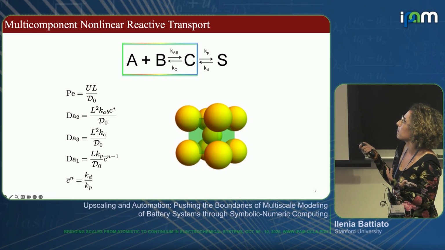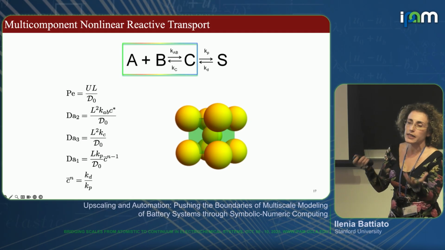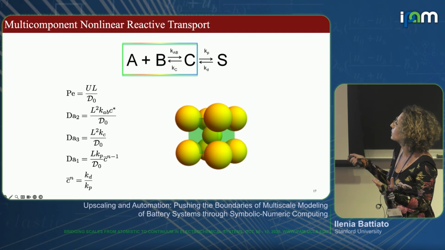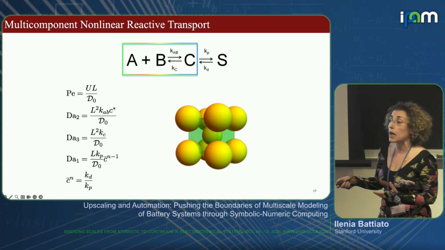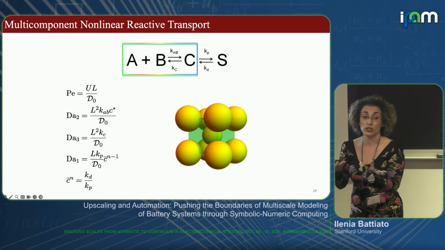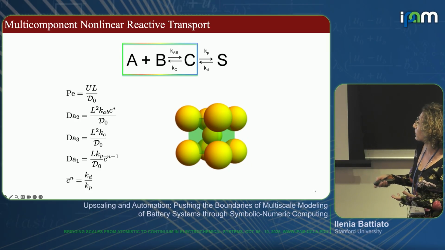And again, we looked at something very, very simple: A plus B goes to C in the liquid phase, and then this C reacts on the solid boundary. In this case, you can also define different Damköhler numbers depending on the reaction time scales and diffusive time scales. We also have a Peclet number because we also have advection.